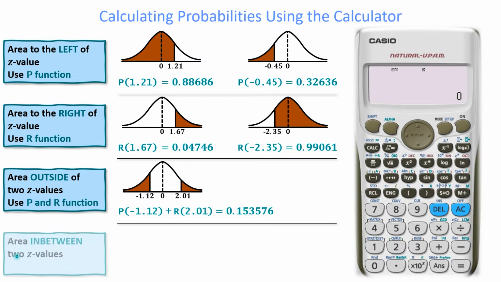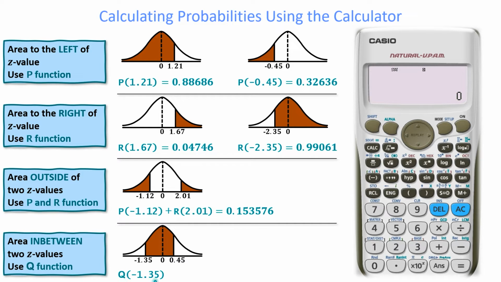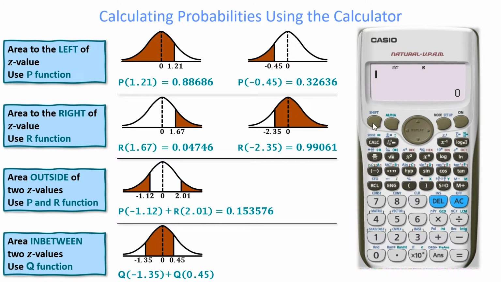Now for the final one, if we want to work out the area in between two z values, okay, so we have this scenario, so the area in between these two z values, negative 1.35 and 0.45, we need to use the q function. Okay, so we need to use the q function for negative 1.35, so we need to type this into our calculator, plus, and we need to use the q function for 0.45, and then type this into our calculator.